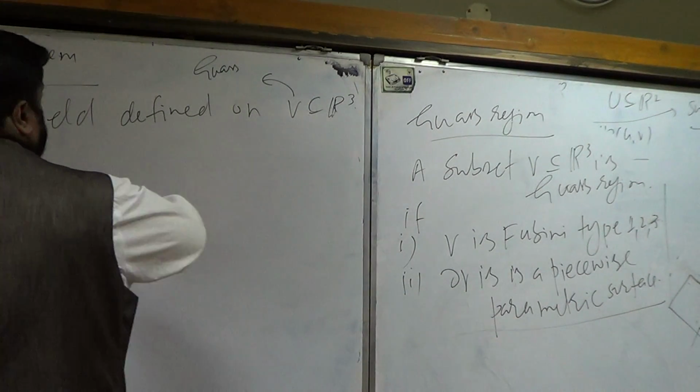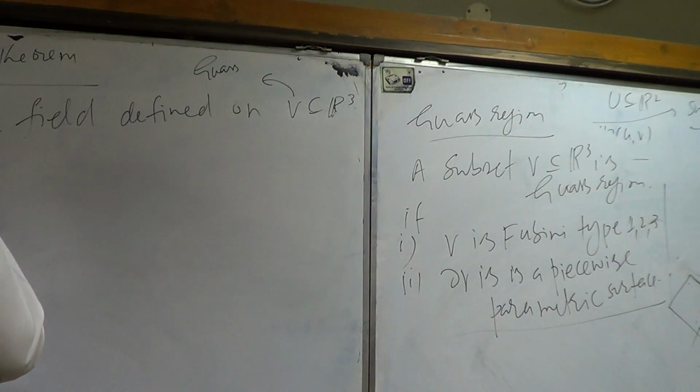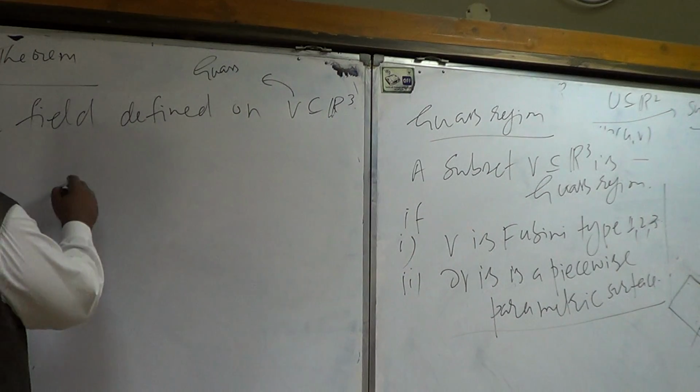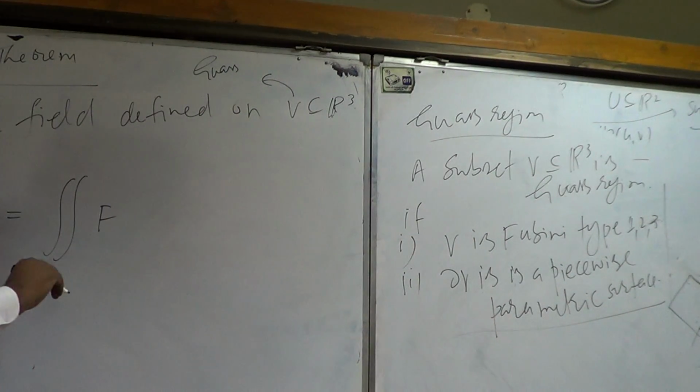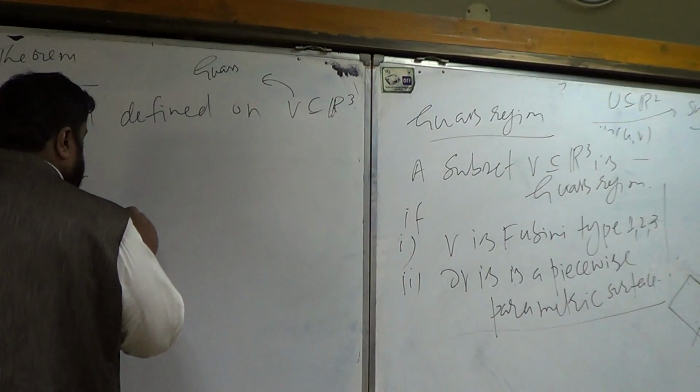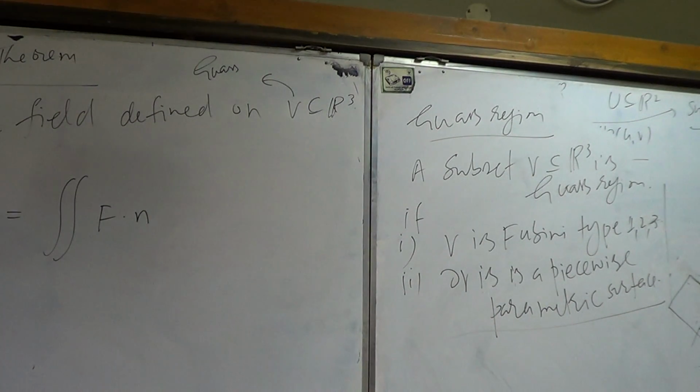Okay, so let F be a vector field defined on a Gauss region V. Then I have a simple thing: you see how much divergence is happening in this small volume dV, which is dx, dy, dz, and then sum up all the divergence over the entire V. This should be equal to the F that is exiting in the normal direction through the boundary of V.